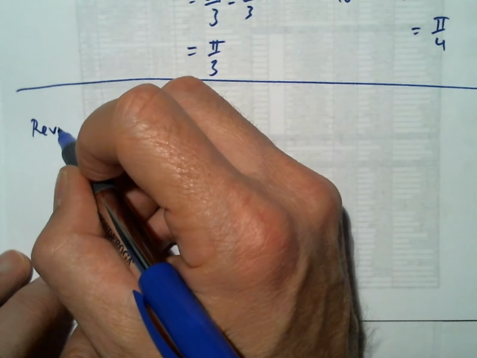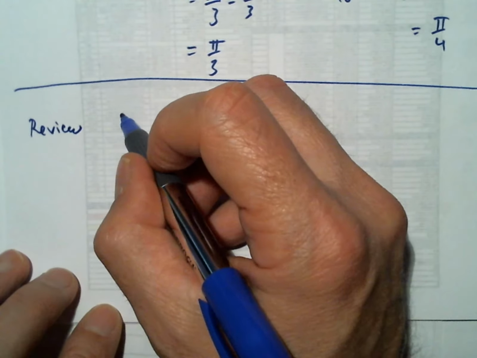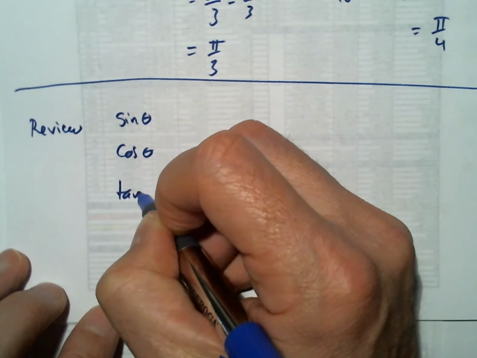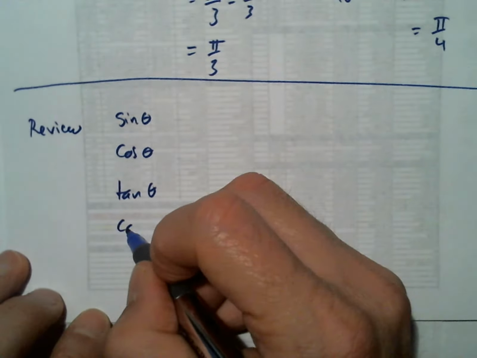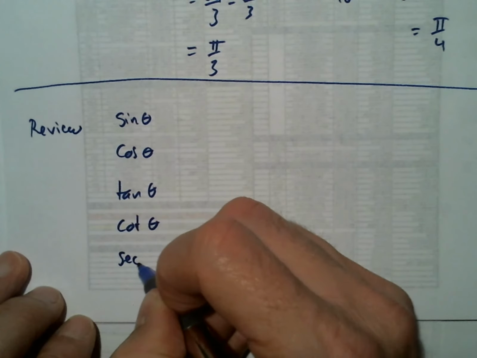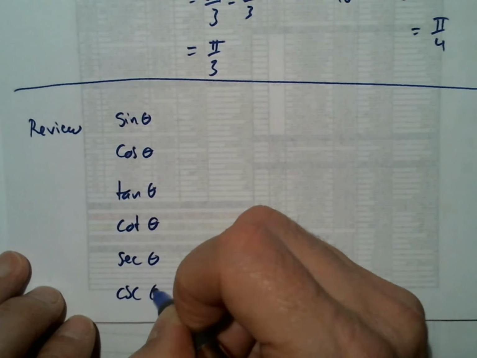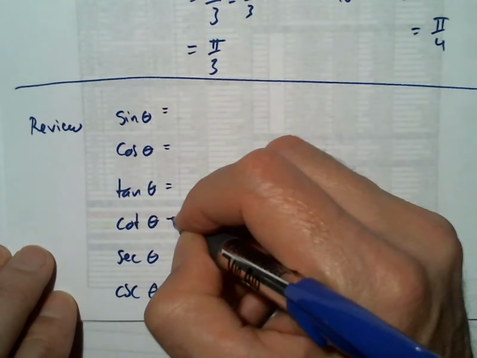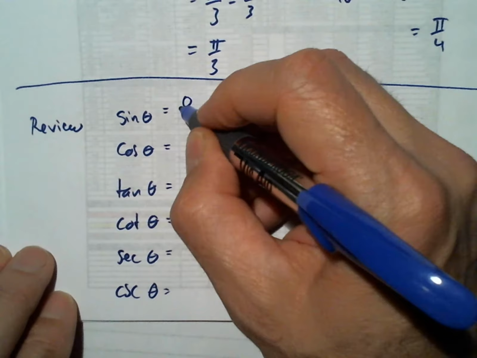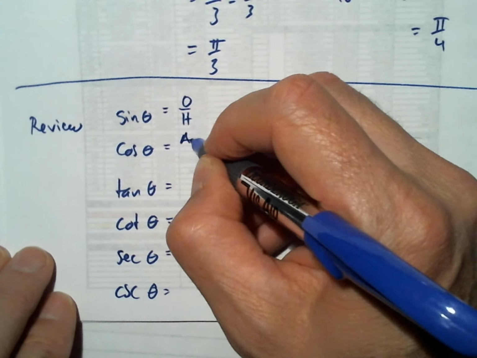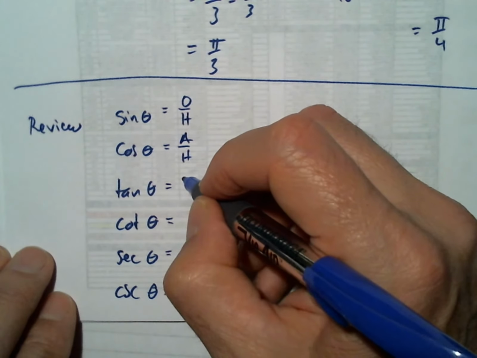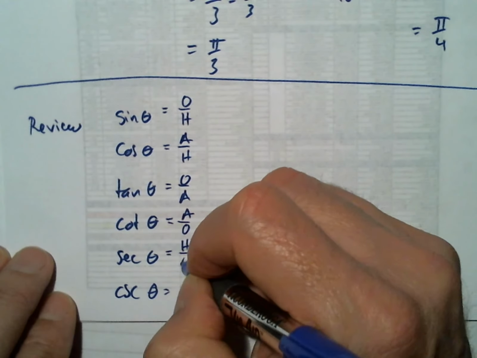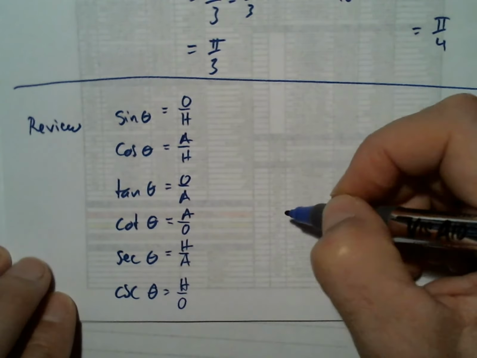All right. Let's review the trig ratios: sine, cosine, tangent, and we know that these are opposite over hypotenuse, adjacent over hypotenuse, opposite over adjacent, adjacent over opposite, hypotenuse over adjacent, hypotenuse over opposite.